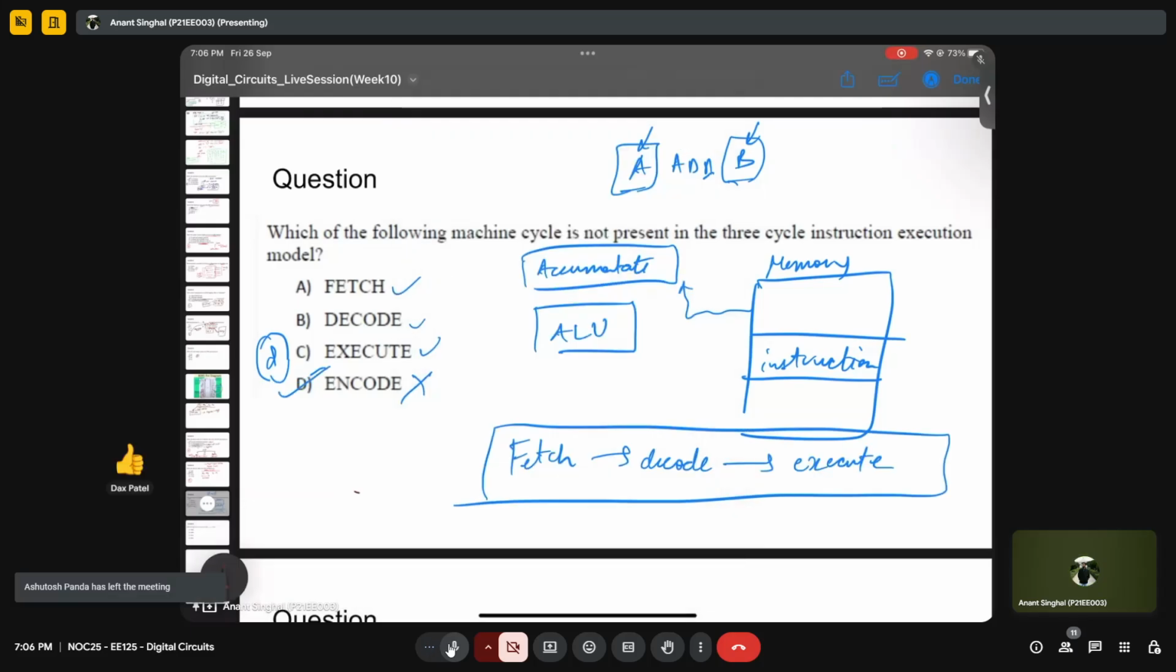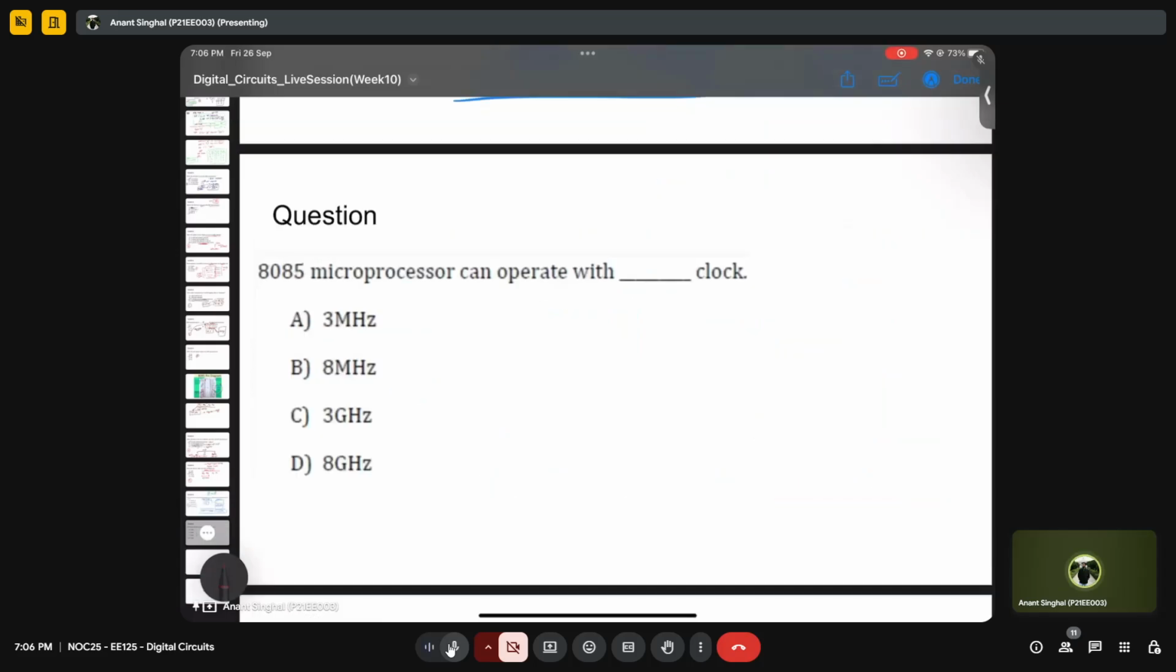Okay, we can move ahead. So the next problem is, the 8085 microprocessor can operate with which clock, in megahertz? Yeah, this is a direct question. The 8085 operates around 3 megahertz to 6 megahertz. So 3 gigahertz is a lot higher. It is a megahertz processor. Again, 8 megahertz is too high. So the correct answer would be option A.